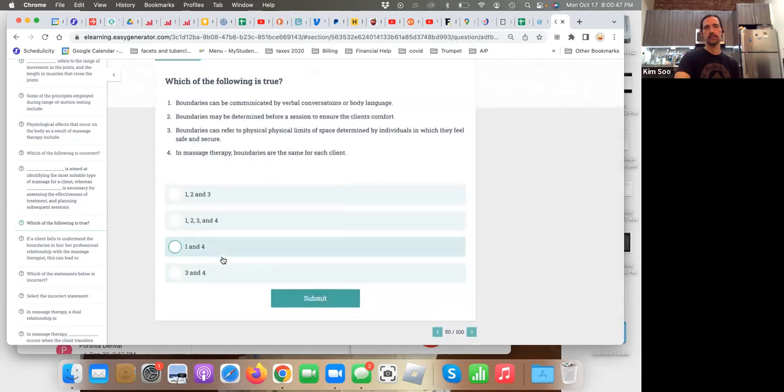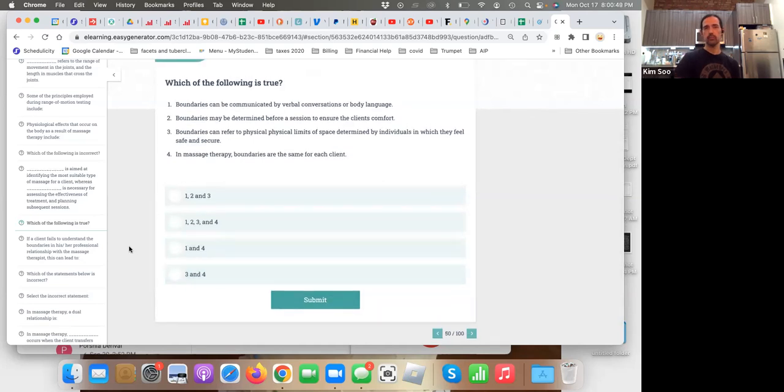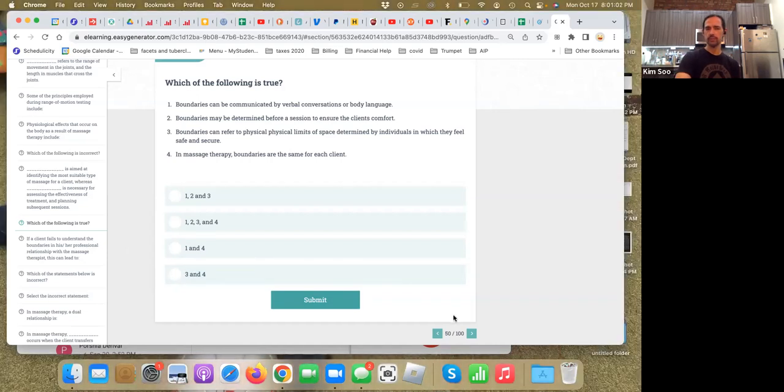I don't like it. Which of the following is true? Boundaries can be communicated by verbal conversations or body language. Boundaries may be determined before a session to ensure the client's comfort. Boundaries can refer to physical limits of space determined by individuals in which they feel safe and secure. In massage therapy, boundaries are the same for each client.